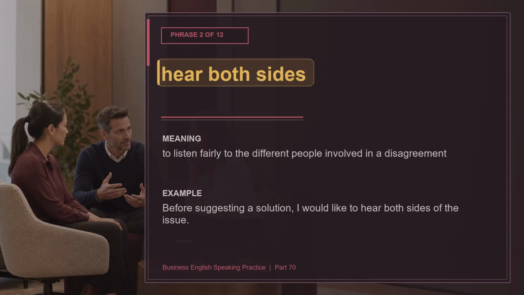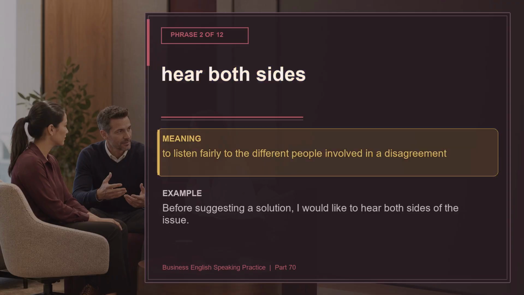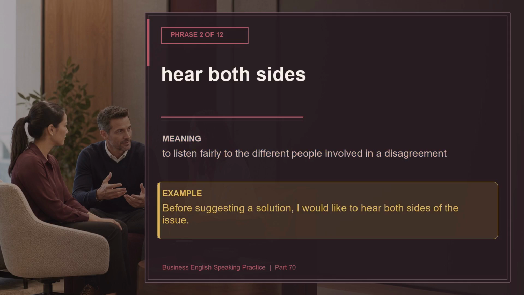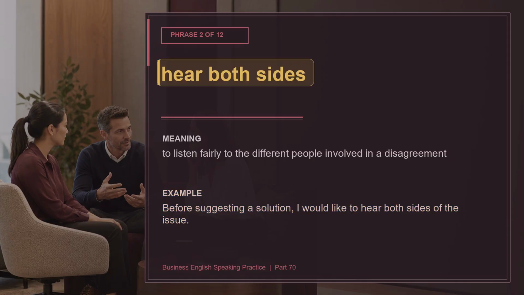Phrase 2. Hear both sides. Meaning: to listen fairly to the different people involved in a disagreement. Example: before suggesting a solution, I would like to hear both sides of the issue. Hearing both sides prevents an early judgment based on incomplete information.